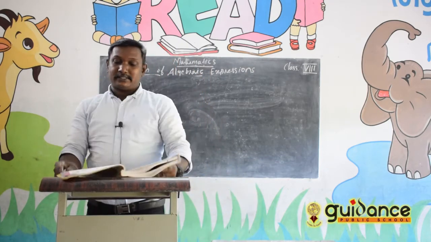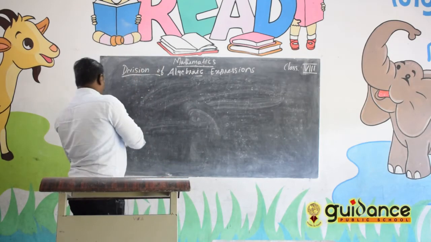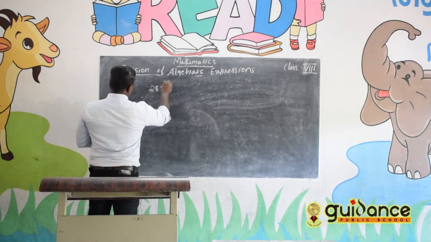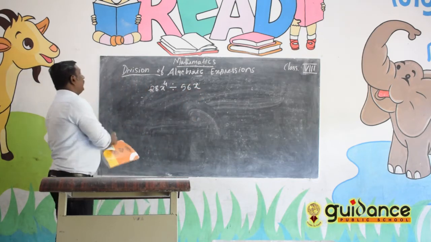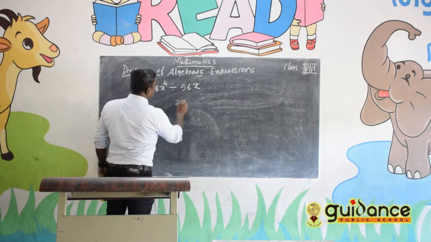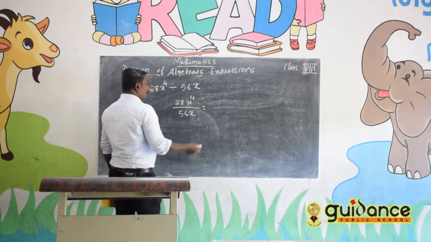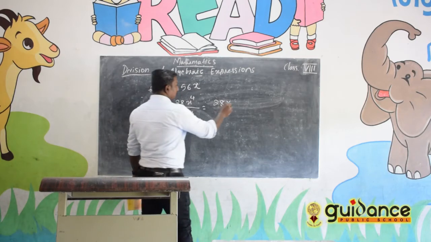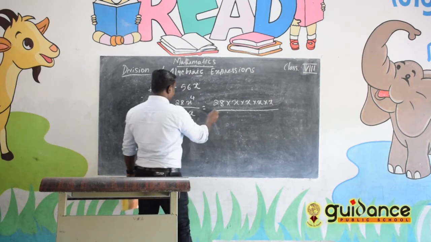So we can do some examples from the exercise. 28x raised to 4 divided by 56x. 28x raised to 4 divided by 56x. So we can write 28x raised to 4 by 56x equal to 28 into, how many times do we have to write the x? 4 times. So that is x into x into x into x divided by 56.